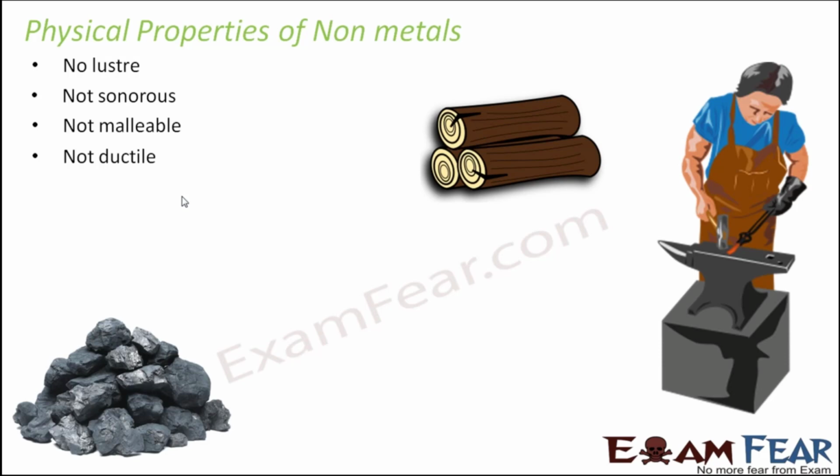So they are not malleable, not ductile. Poor conductors of heat. They cannot conduct heat, so they are extremely poor conductors of heat. Now when you burn coal, they can generate heat. So generating heat is something else. Generating heat means they are producing heat, but they cannot conduct heat.